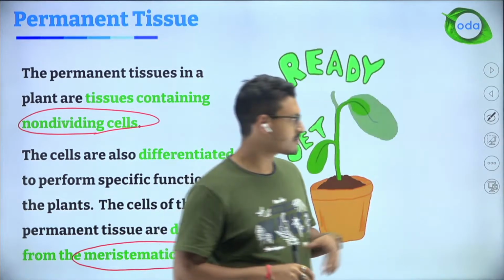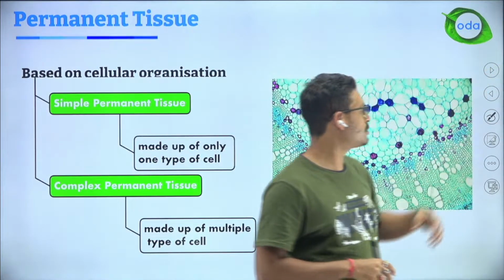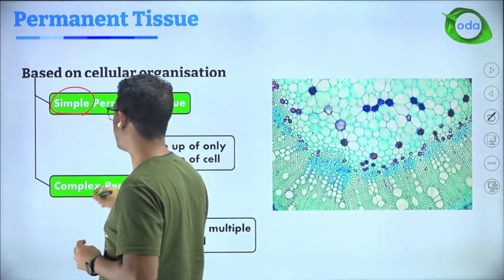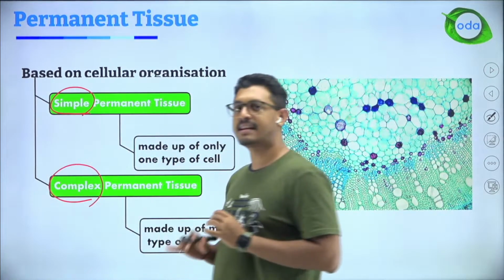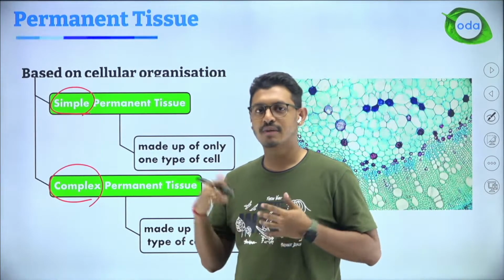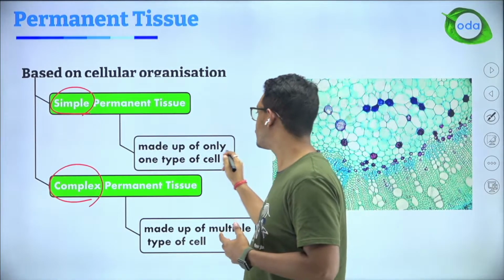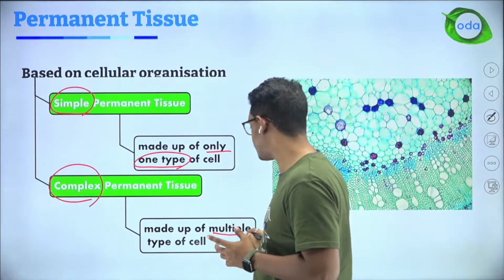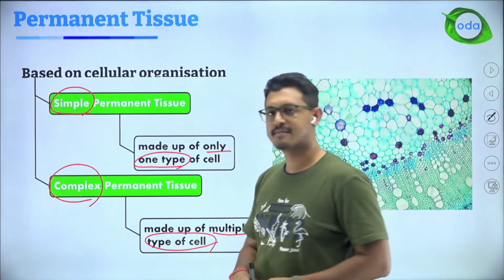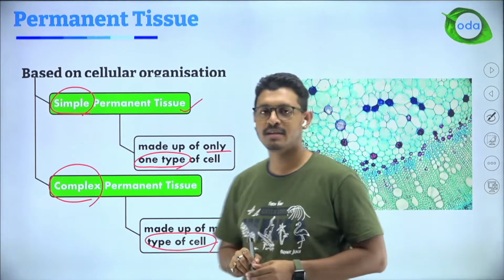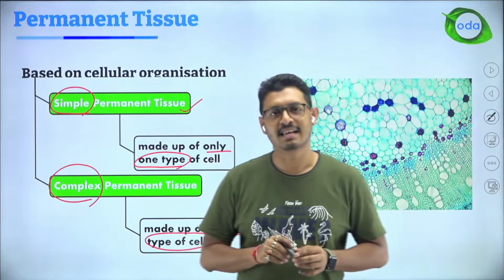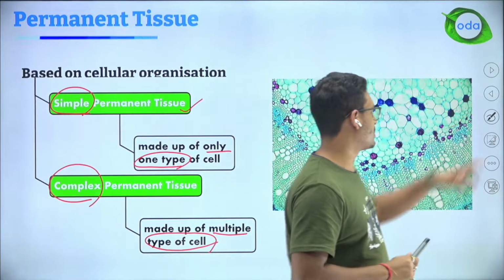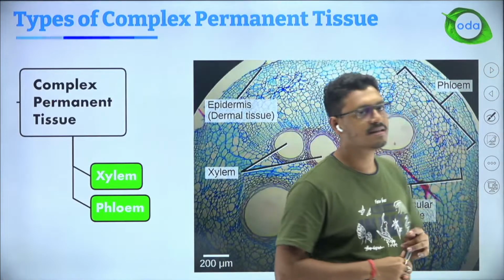plant body. In case of permanent tissue, there are two types of permanent tissue that we have learned before: simple permanent tissue and complex permanent tissue. And this is entirely based on what type of cells you have in these tissues. Simple permanent tissue is made up of only one type of cell, whereas complex permanent tissues are made up of multiple types of cells. If you want to know more about simple permanent tissue, check out the video on the channel where I have done a thorough discussion on this. Today, we are going to mainly focus on the complex permanent tissue.